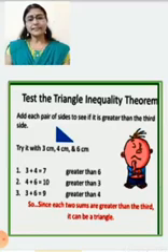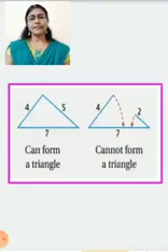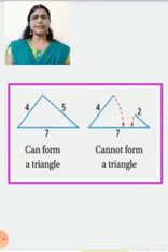Now let us see the next example. Here they have given a triangle with the sides 4 unit, 5 unit and 7 unit. Now can it form a triangle? We can work out and find this. Again we'll do it by the same method which we have learned just now. We will add any two sides. 4 plus 5 is 9, and 9 is greater than the third side, that is 7.